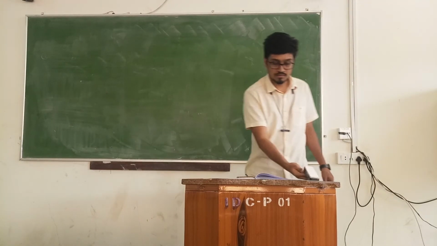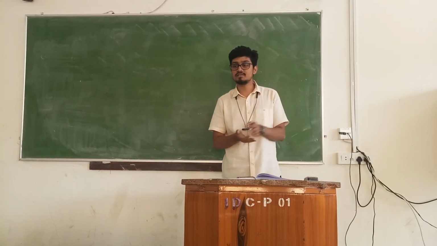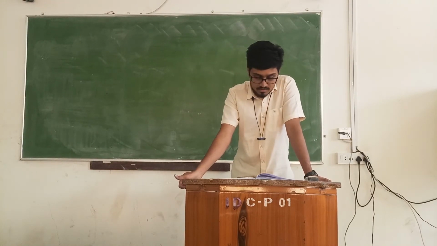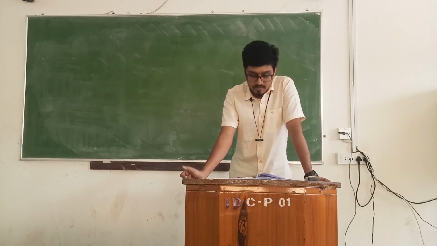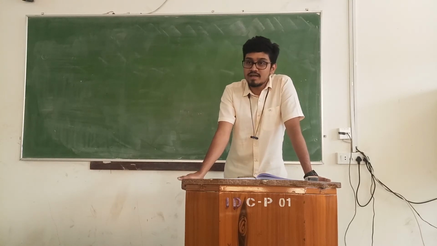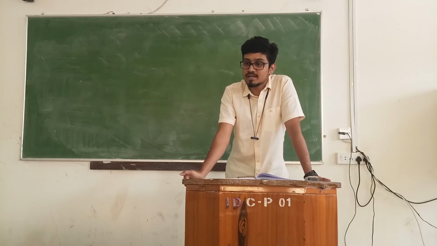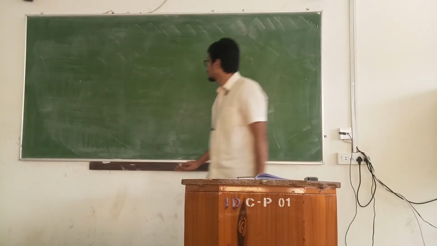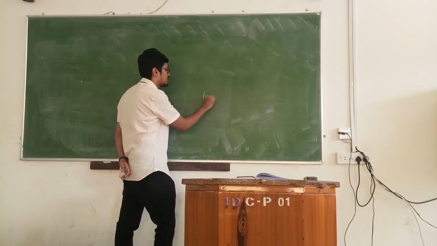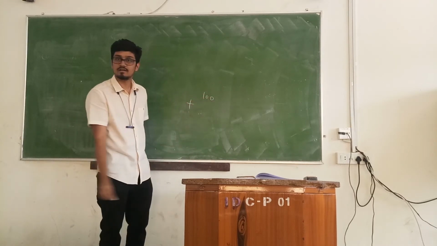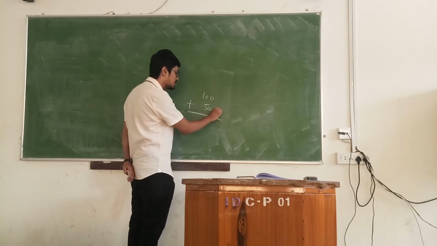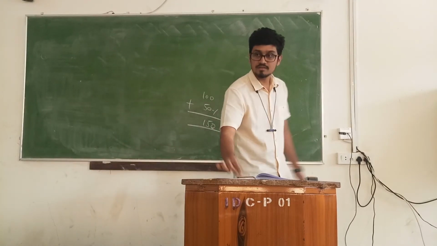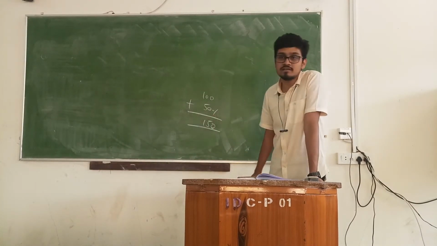Second question. Prices of a commodity increase by 50%. What is the new index number? Base index is always 100. It is increasing by how much? So your new index will be how much? It will be 150. Easy, no? Write it. So the new index number will be 150.